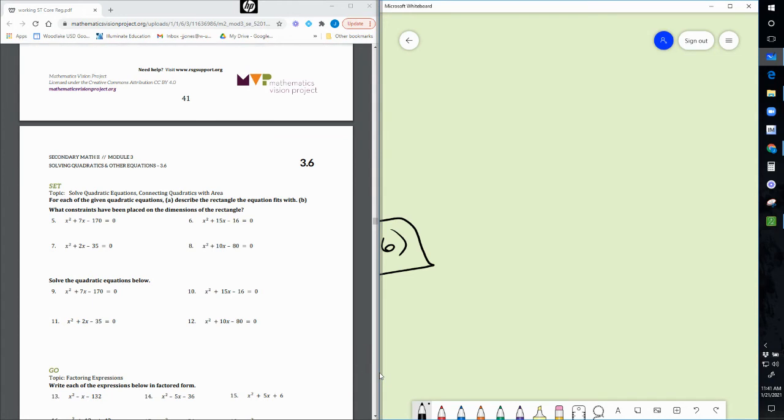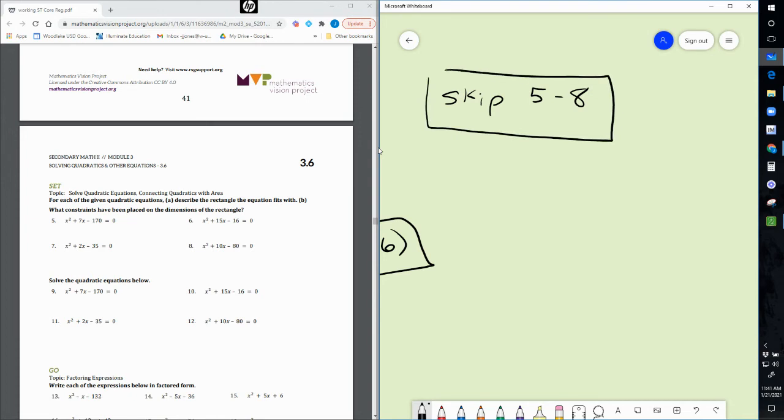All right, so now the next part, if you look at 5, 6, 7, 8, and then 9, 10, 11, 12, you'll notice that all the problems are the same. So I want you to skip 5 through 8 because the questions are kind of weird, and we're only going to do numbers 9 through 12. So it says solve the quadratic equations below. Now, solve means find the solutions, and the solutions are the same thing as the x-intercepts. And guess what? The y value is already equal to 0 for you in the equations. As you can see, all the equations are equal to 0.